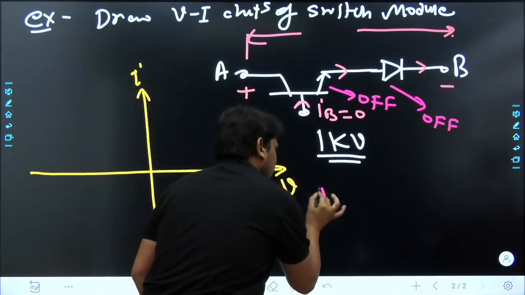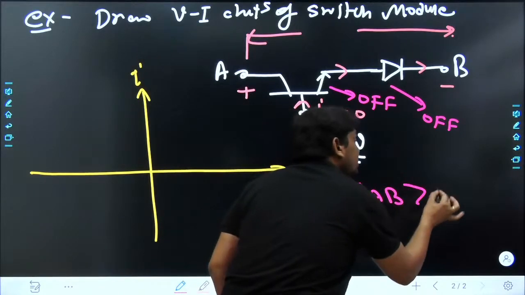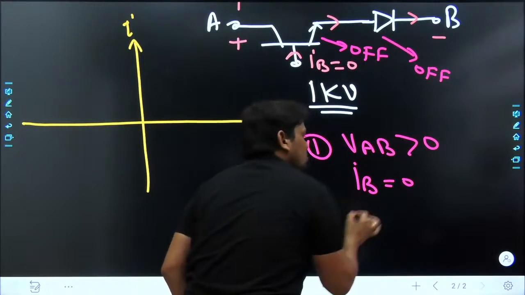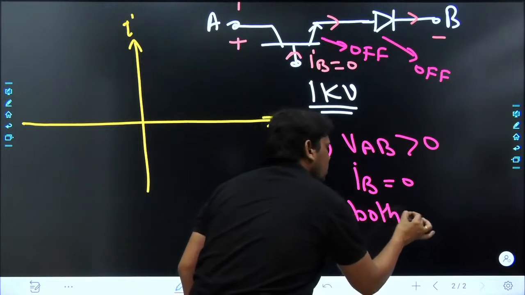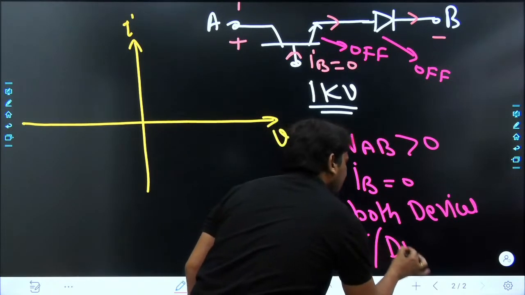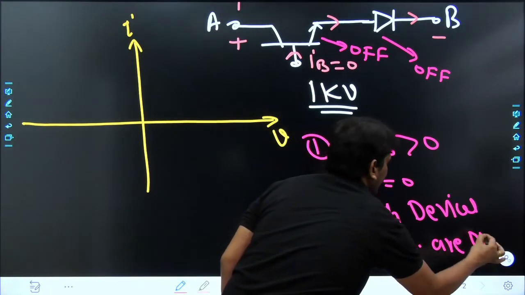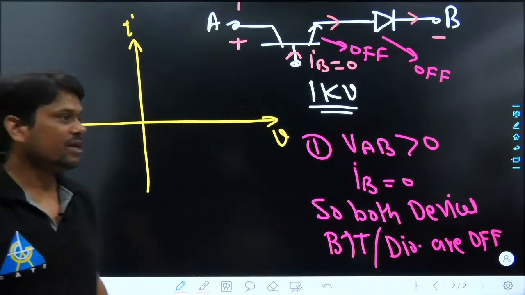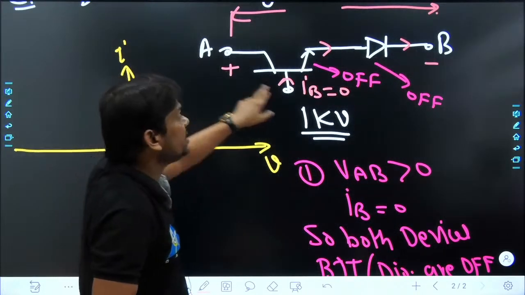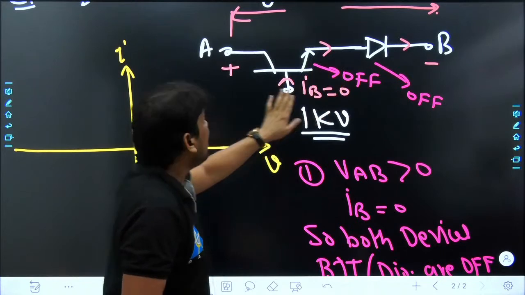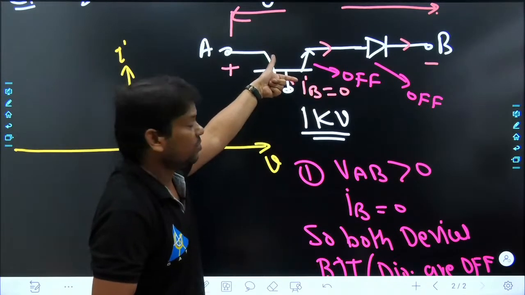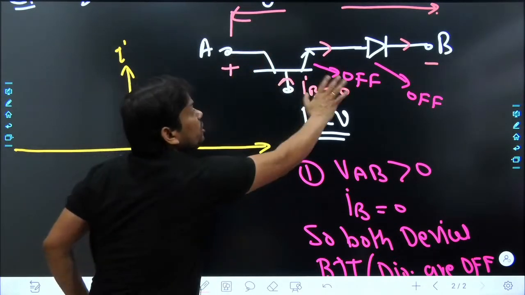So in case 1, I write: when VAB is greater than 0 and the base current IB is 0, both devices, BJT and diode, are off. This is the most important thing. When we apply positive voltage here and negative voltage here, so the potential difference is positive, our devices will not get turned on unless we make IB not equal to 0. So both our devices are off.